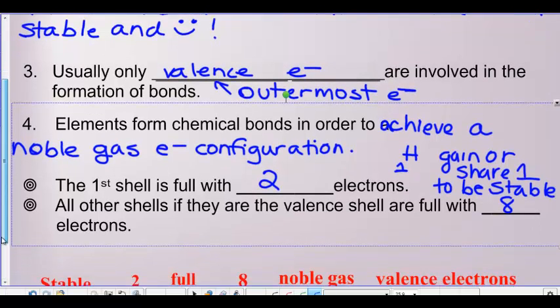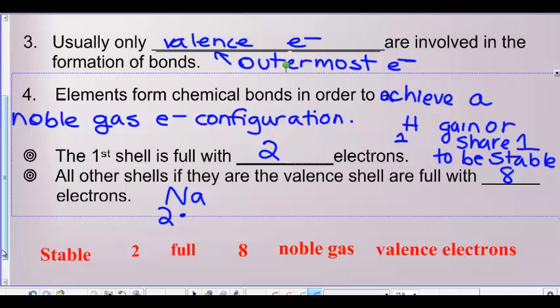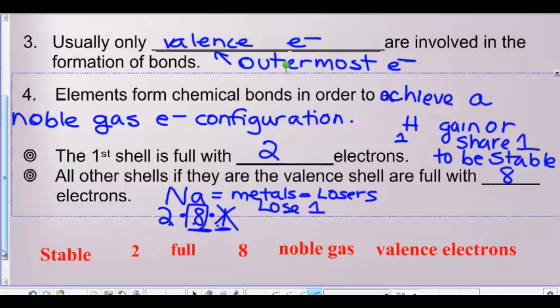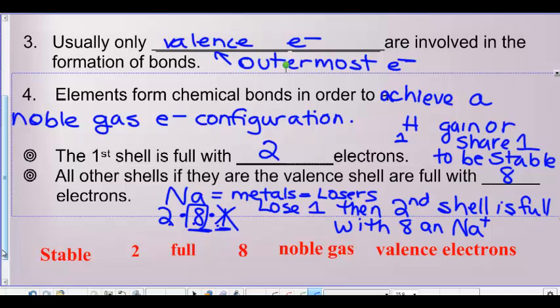Okay? So if you are sodium, and your configuration is 2, 8, 1, then your outermost shell is your third shell, right? 1, 2, 3. So sodium would need to gain or share 7 to be stable. But sodium is a metal. And metals are losers, right? So instead of gaining or sharing 7, it will lose 1. And then its next shell, which is the second shell, is full with 8. If it loses 1, then it's happy. And of course, if you lose 1 electron, then you take a positive charge and you'll be happy.